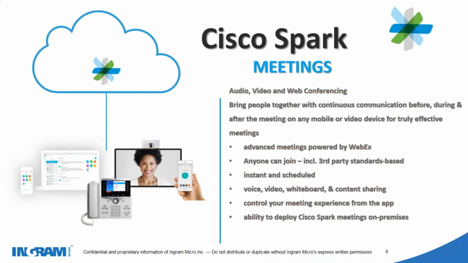One of the key advantages of Spark meetings is anyone can join. So you can also have a third-party standards-based SIP endpoint, and they can actually participate in this particular meeting as well. We've got 2 types of meetings. We've got instant meeting and we've got scheduled meeting. So from a scheduling point of view, it's as easy as just clicking on one button, and it has got really good integration with Microsoft Outlook. And we'll actually show in the demo as well how easy it is to do a scheduled meeting.